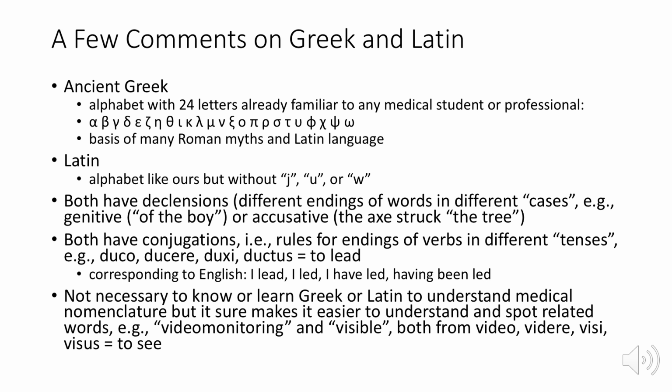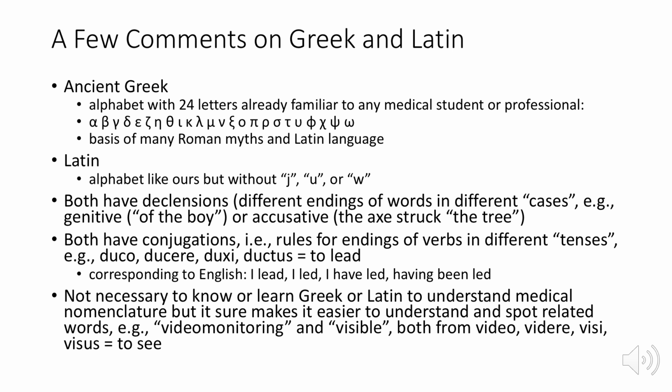Latin is an alphabet like ours, but without the letters J, U, or W. Both have declensions, which are different endings of words in different cases. We don't have cases in English. We tend to signify that meaning with prepositions, like the genitive or possession. In Greek or Latin, boy would be spelled differently for "of the boy" than if you hit the boy, which would be the accusative case, and boy would be spelled differently in each case. In English, we use prepositions very often.